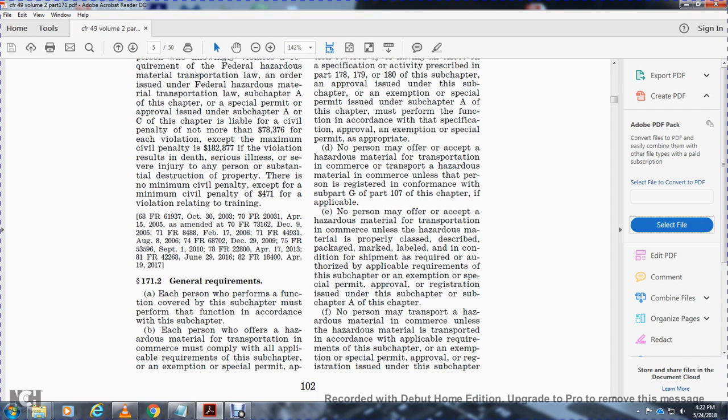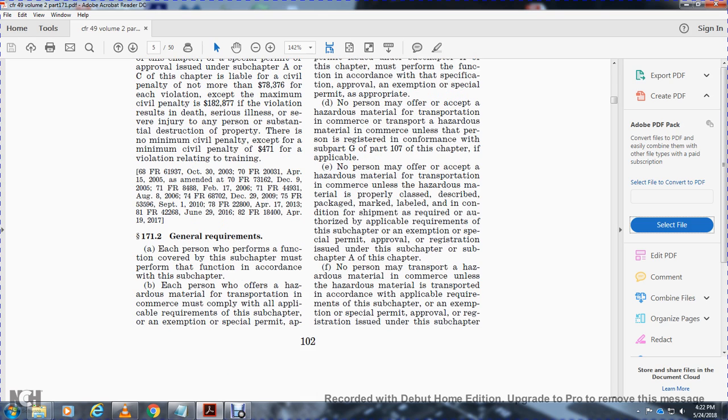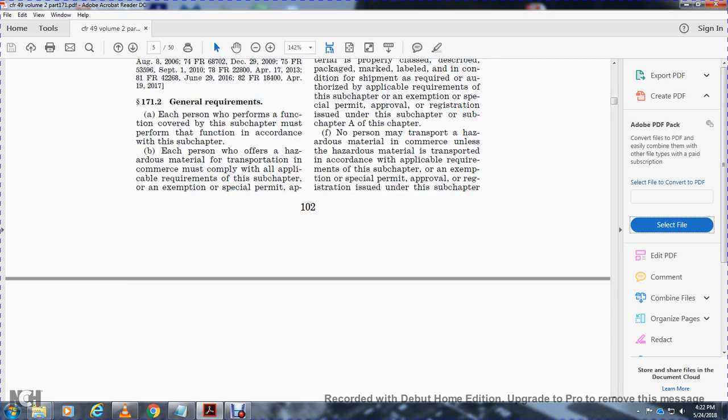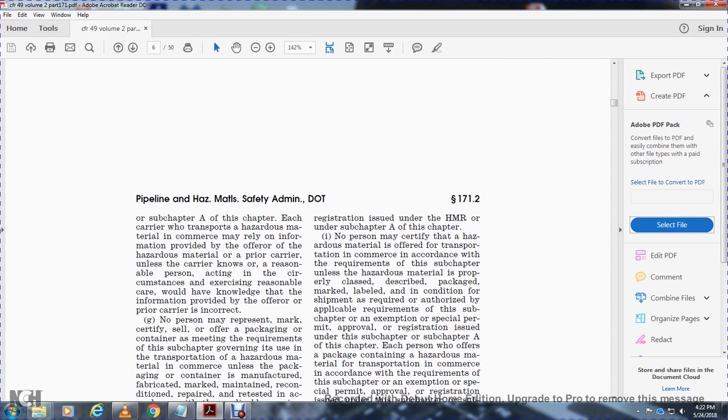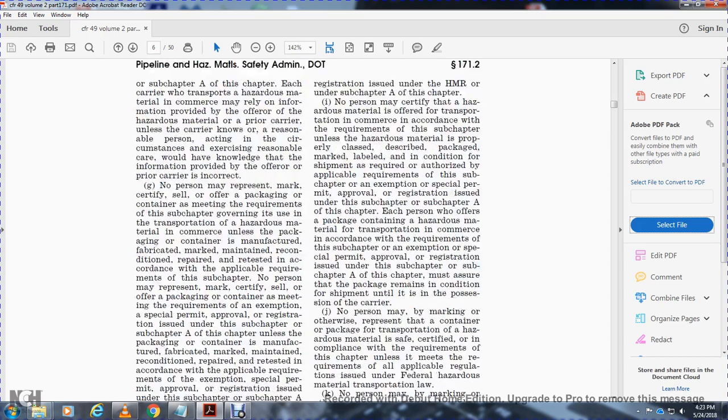of this chapter, or an exemption, special permit, approval, or registration issued under subchapter A of this chapter. No person may transport a hazardous material in commerce unless the hazardous material is transported in accordance with the applicable requirements of this subchapter or any exemption, special permit, approval, or registration issued under subchapter A. Each carrier of hazardous material in commerce may rely on information provided by the offeror of the hazardous material, unless the carrier knows, or a reasonable person acting in the circumstances would have knowledge, that the information provided by the offeror is incorrect.